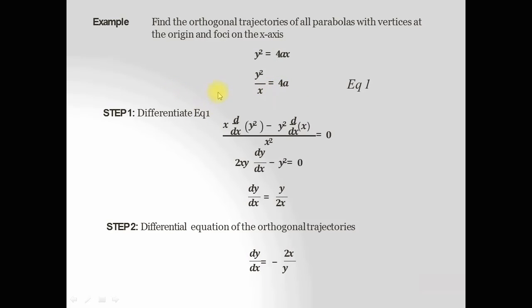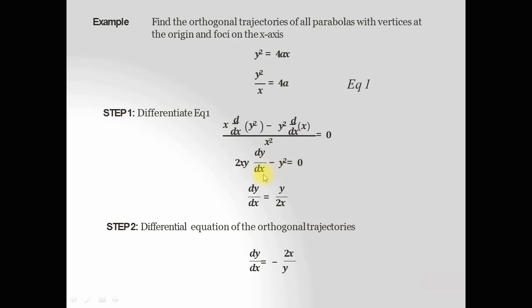Now as I have already told you, in the first step we find the differential equation of the given family of curves. So taking the derivative by the quotient rule, we obtain first times the derivative of second minus second times the derivative of first, divided by the square of the denominator, and the derivative of 4a is 0 because 4a is a constant. Now using the chain rule, we get 2y dy by dx minus y square, and the derivative of x is 1.